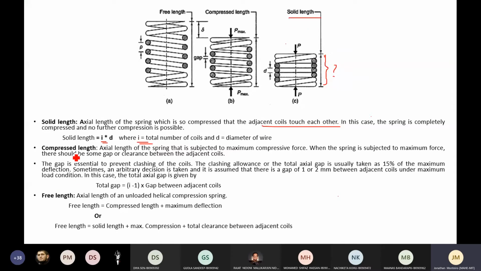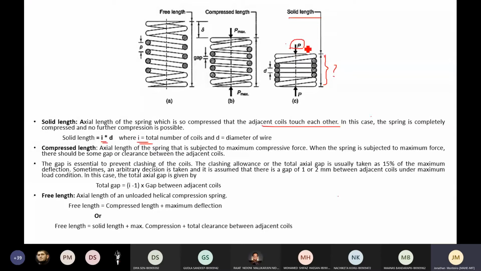Next is called the compressed length. Compressed length means you apply some amount of load, and usually that load we call P max. Of course, we agree that this P has to be the maximum in order for all the coils to touch each other, but at the same time, we would never go to this extent in designing.